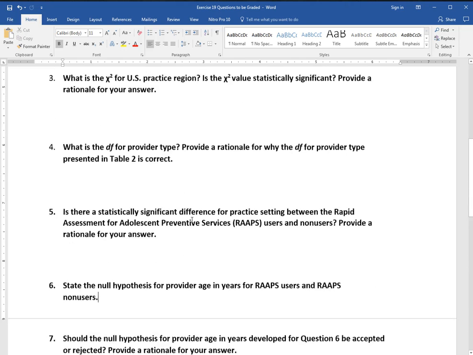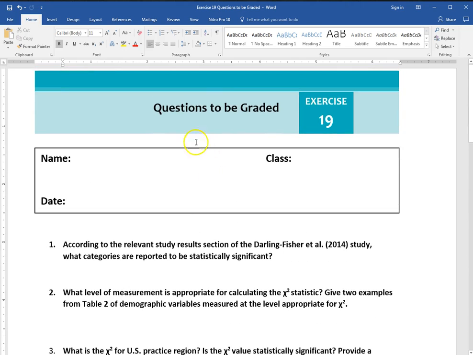And that's what we need to do for exercise 19. You can type your questions or your answers into this document that I've prepared, or you can always type them into your own Word document if you'd like to.